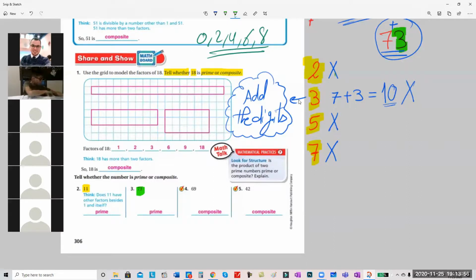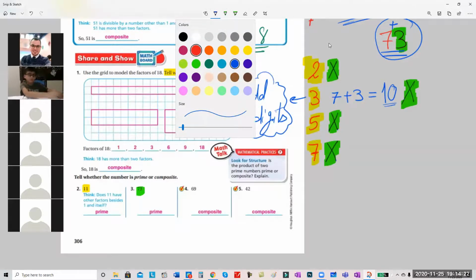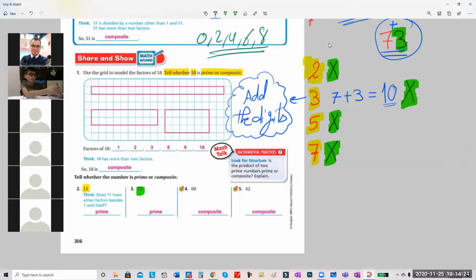So what does it mean? It didn't work with 2 or 3 or 5, and also with 7. It didn't work with any of the numbers. So is it a prime number or a composite number? Prime. Raise your voice, please. I can't hear you well. Prime. Prime, excellent. So it will be a prime number.